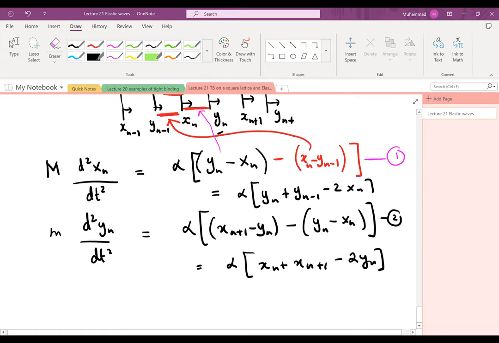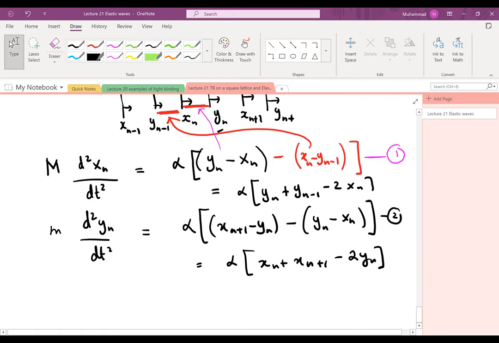And what I could now do is write down my trial solutions. So xn, what trial solution can I use for xn? I am posing a question here. Sir, e to the iota omega t.